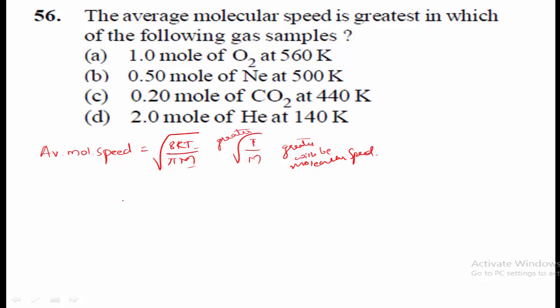Now consider the square root of T by M. Since, if the T by M value is greater, the molecular speed will be greater. Therefore, simply calculate the square root of T by M, and then you can easily get which one is having greater molecular speed. No need to substitute the values of 8, R and pi. So, root T by M.